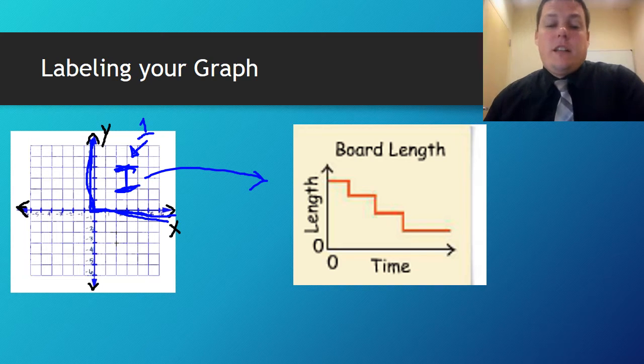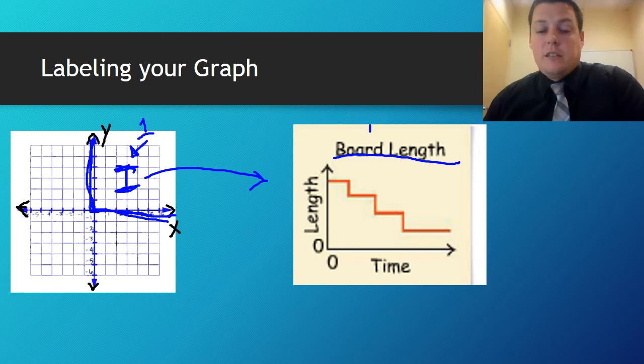When we see a graph like this, we are going to label it with a title. What is this graph telling us? Well, in this graph, it's talking about board length. I'm not sure exactly what board length means, but that's what this graph is talking about, and maybe if you were given a sentence or a paragraph or a word problem with it, you would understand the title a little better. Well, in the y direction, it is measuring length.